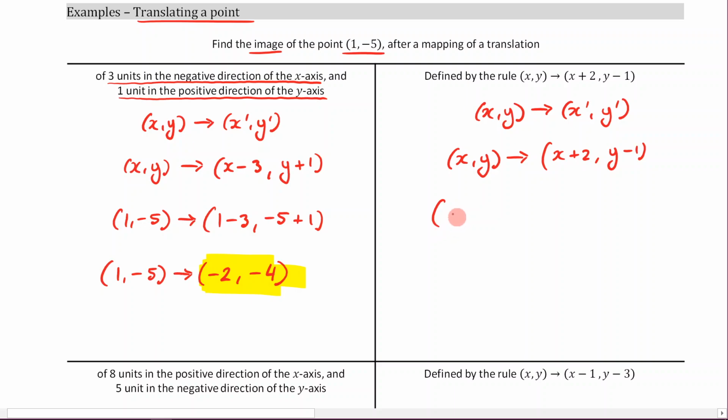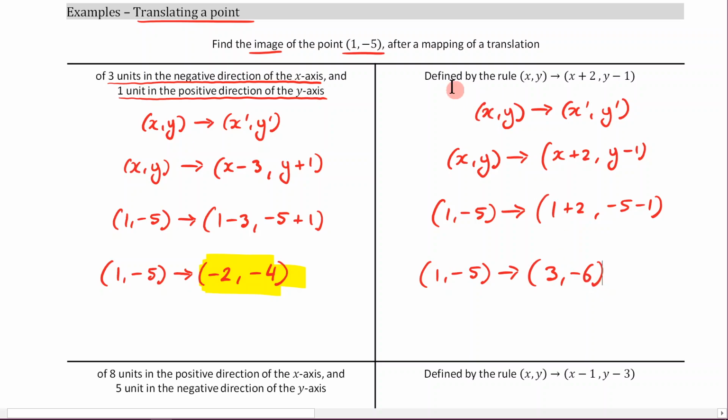We then know what our original point is, (1, -5). And then we sub that into this. One plus 2 is 3. -5 minus 1 is -6. So it's going to be (3, -6). Let's give that a highlight. You might like to pause the video and try the next 2 questions for yourself.